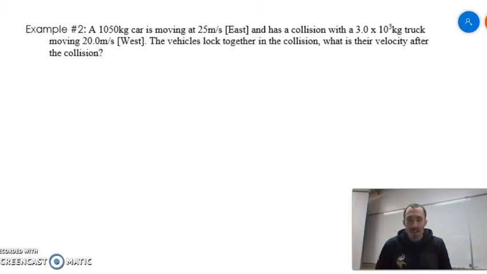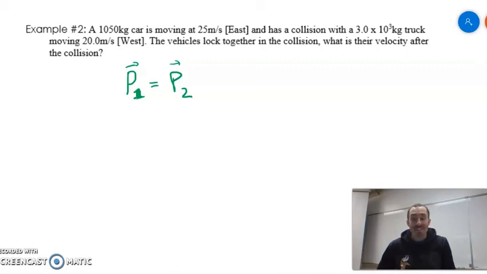So we're going to use the same thing, conservation of momentum. Well, I guess we're doing it in green now. P1 equals P2. The momentum at the beginning equals the momentum at the end. So now we're going to look at all the momentums that existed at the beginning and all the momentums that existed at the end. The momentums at the beginning were the car and the truck.